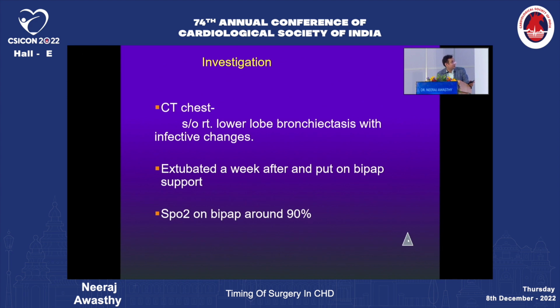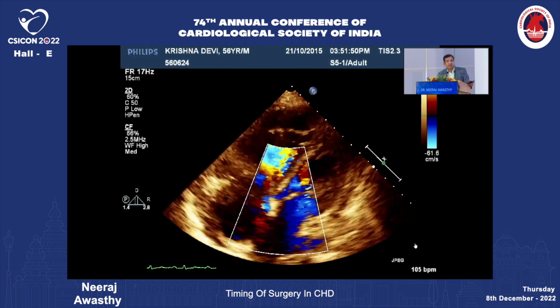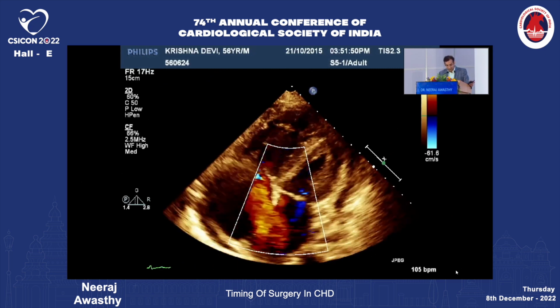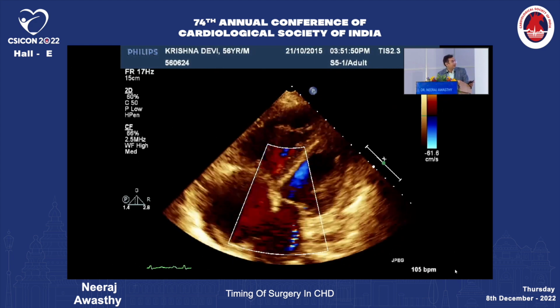The patient is extubated. She's on BiPAP, but we are not able to remove the BiPAP. She always has been on BiPAP with a saturation of around 90%. But her ASD has become much better. The ASD has now started to shunt left to right. Her PA pressures have now come significantly down to 50.